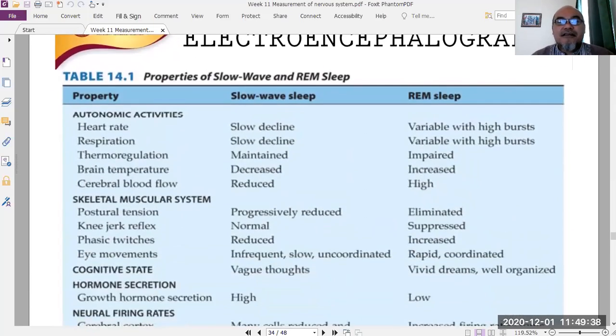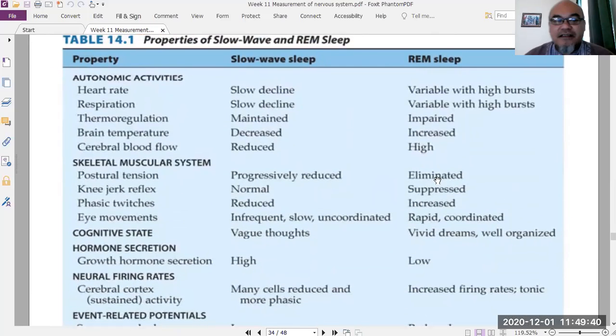So these are the properties of slow wave and REM sleep. This is the physical property, and this is the slow wave sleep, before REM. The heart rate slowly declines, but during REM it is variable with high bursts. Sometimes a high beat, sometimes a slow beat, depending on the activity you are doing in your dream. Respiration is also variable with high bursts.